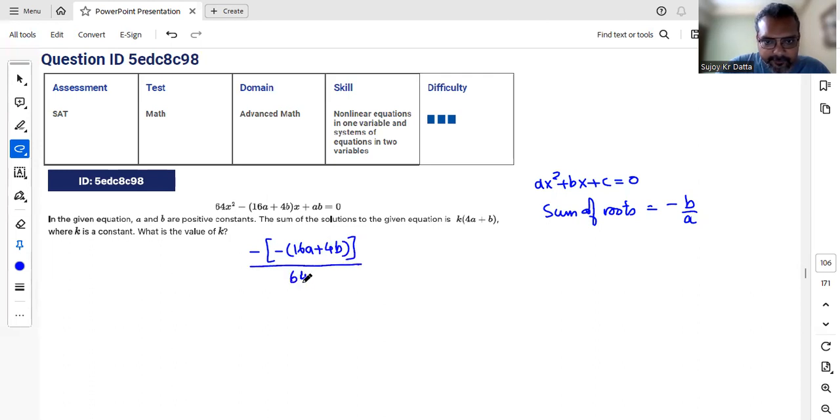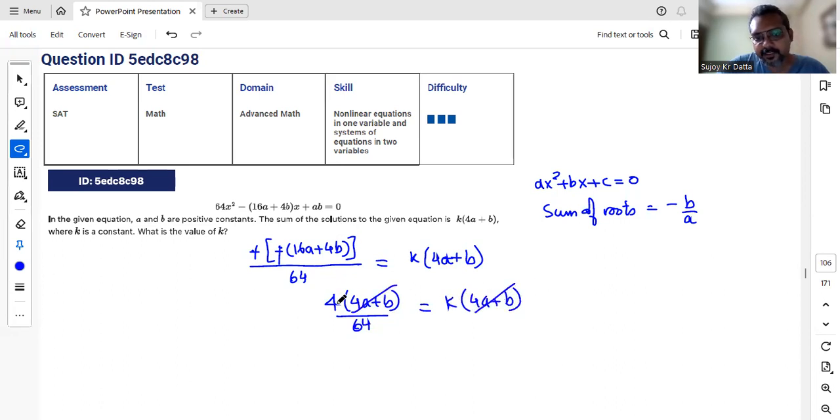over 64. This they are saying is k times (4a plus b). Let's simplify this. The negative and negative cancel out and become positive. From 16a plus 4b, the 4 can come out. You get (4a plus b) by 16 equals k times (4a plus b). 4a plus b cancels out from both sides. So that gives us k to be 1 over 16. That is the answer to this question.